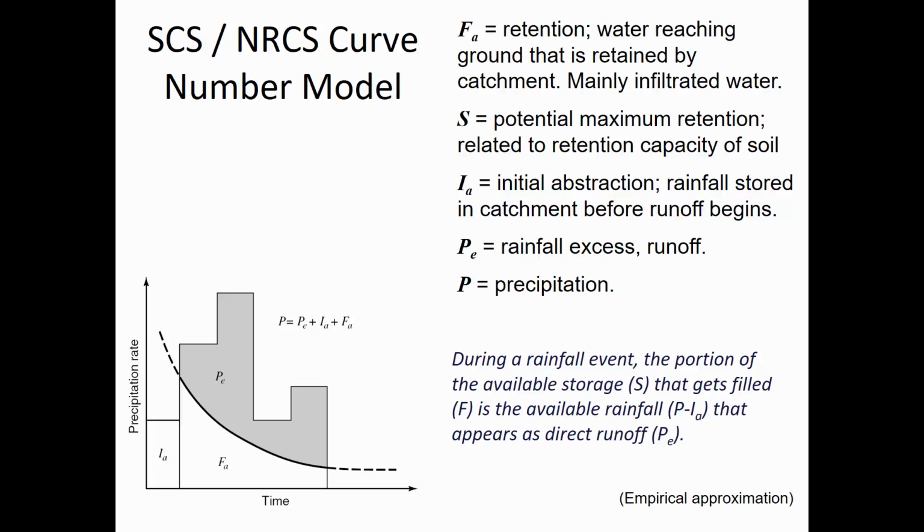And so if you multiply a rate by a duration, then that turns into a depth. And so the units here for precipitation rate would maybe be centimeters per hour or inches per hour. And then each one of these blocks of time is a duration that we were measuring the rainfall intensity during that duration.